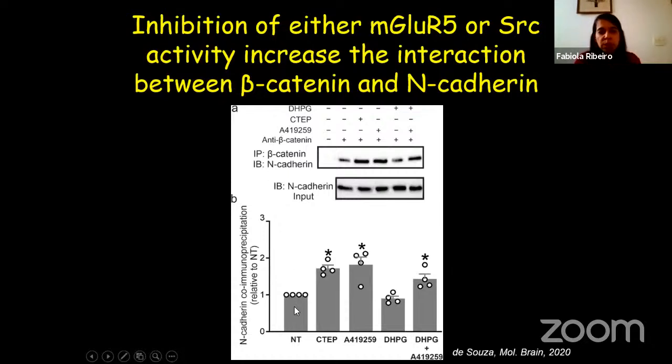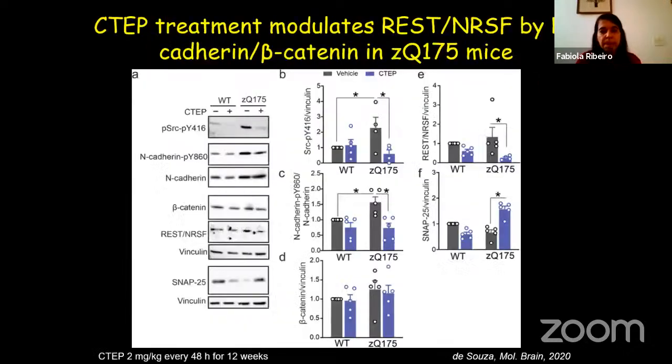These neurons were incubated with CTEP, which blocks mGluR5, as I said, or with a block of SERC. As we can observe, when we block mGluR5 with CTEP, which means that we decrease N-cadherin phosphorylation, we see an increase in the interaction between beta-catenin and cadherin, showing that the receptor is important to modulate this complex. Also, if we block SERC with the specific inhibitor, we see an increase in the interaction between beta-catenin and cadherin, showing that mGluR5 and SERC are really important for the modulation of this complex.